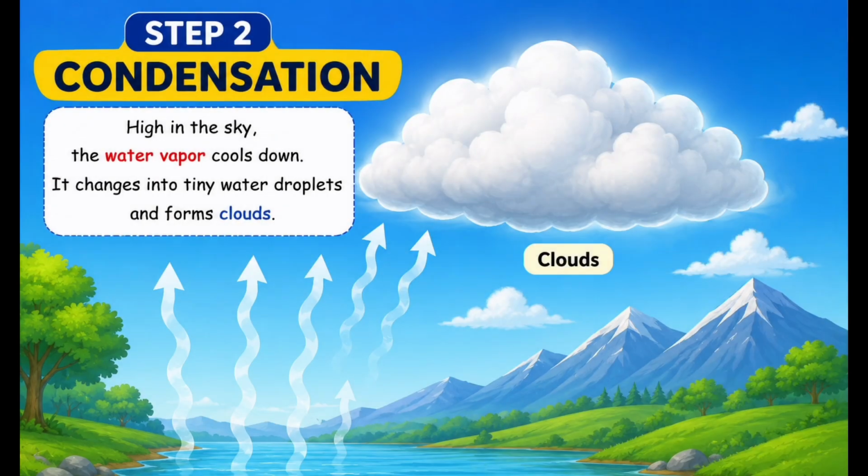The second step is condensation. Condensation means high in the sky, the water vapor cools down. It changes into tiny water droplets and forms clouds. The picture shows clouds.